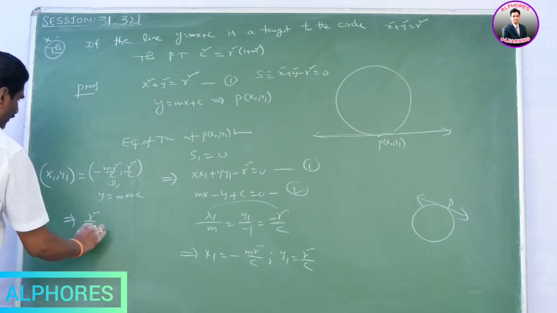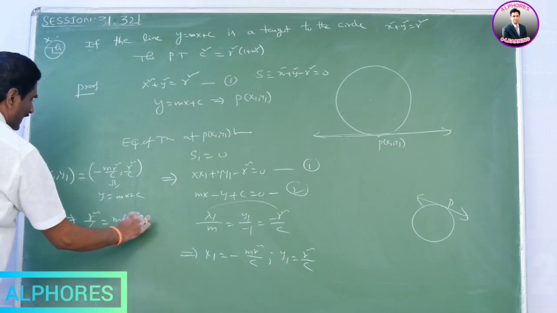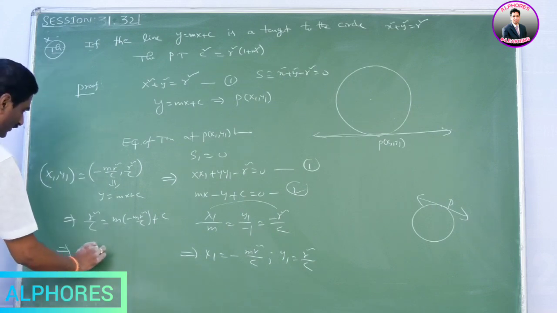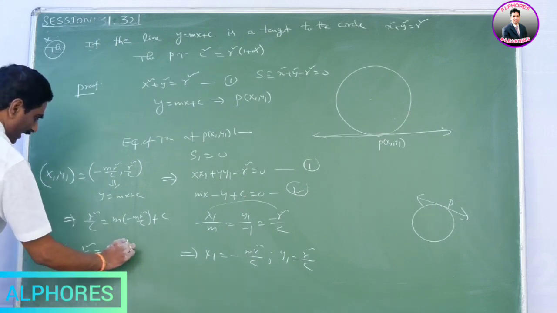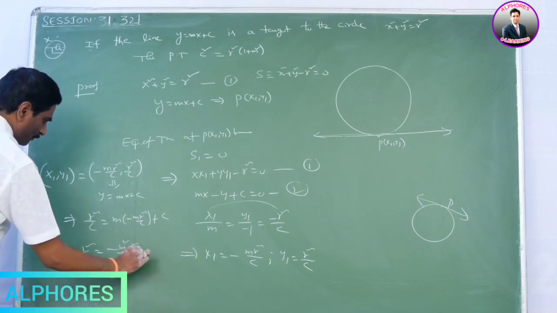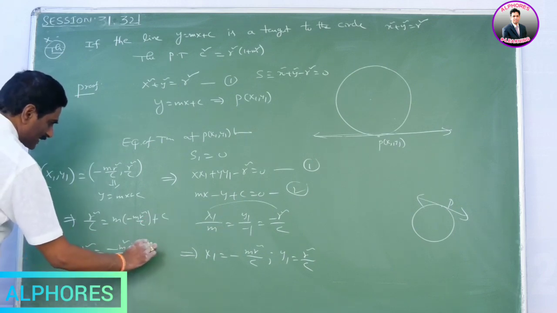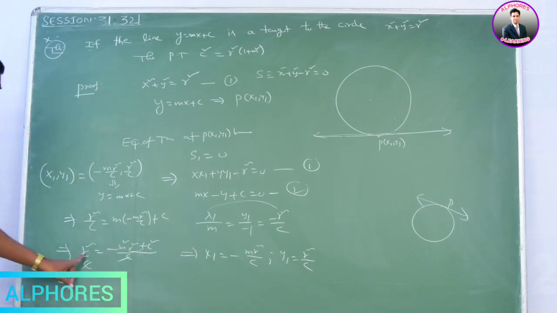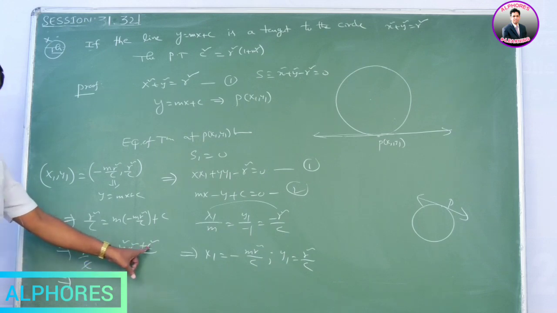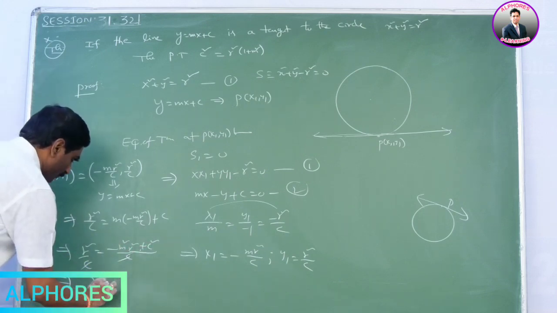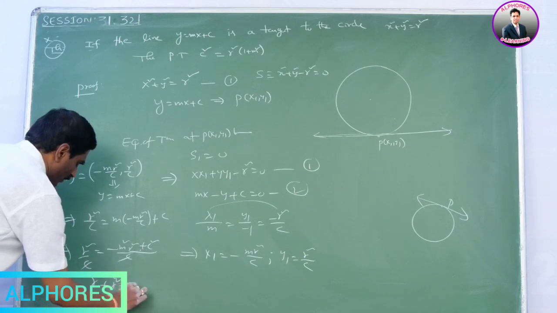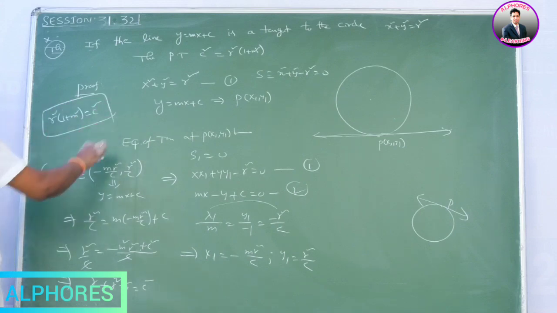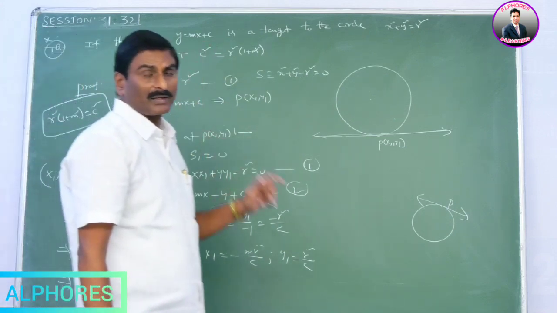That means r square by c is equal to m into minus m r square by c plus c. What is the LCM here? r square is equal to minus m square r square by c plus c, LCM is c, that means c square. The denominator cancels c. Finally we get r square is equal to minus m square r square plus c square. That means r square plus r square m square is equal to c square. That means r square of 1 plus m square is equal to c square. So c square is equal to r square into 1 plus m square.